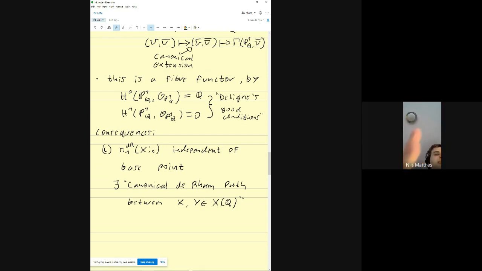In some sense, what this tells you is that every vector bundle on P1 minus 3 points has a canonical trivialization, in the sense that there's a canonical way to trivialize any vector bundle on P1 minus 3 points.